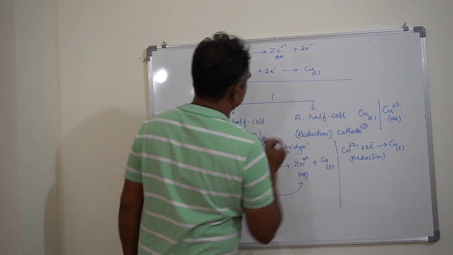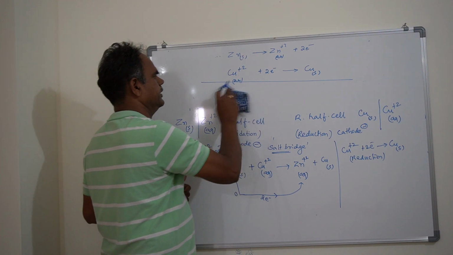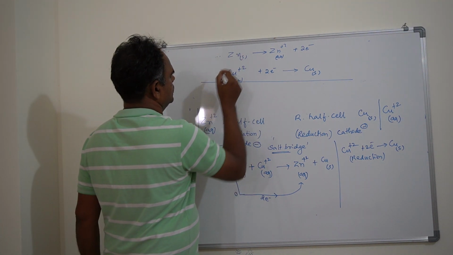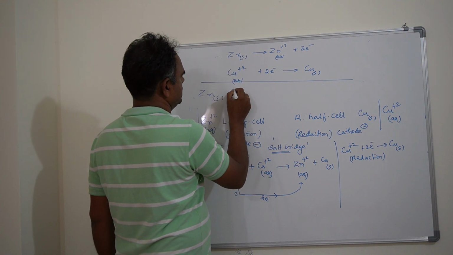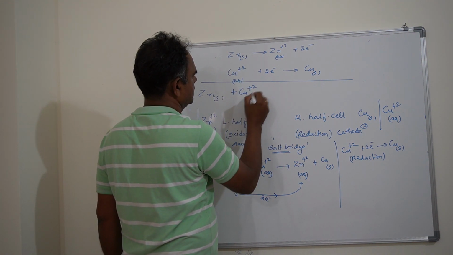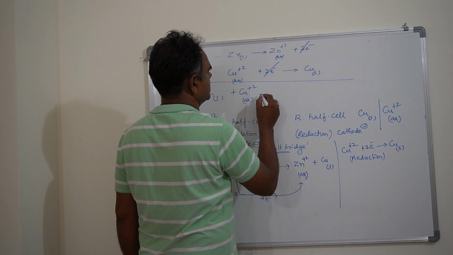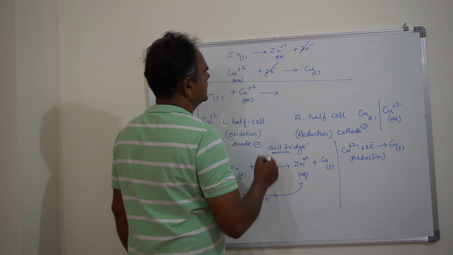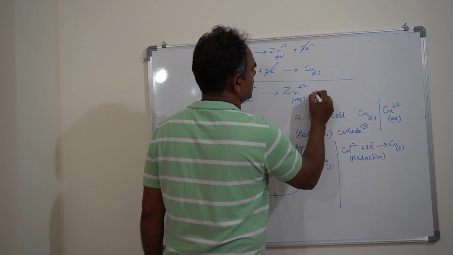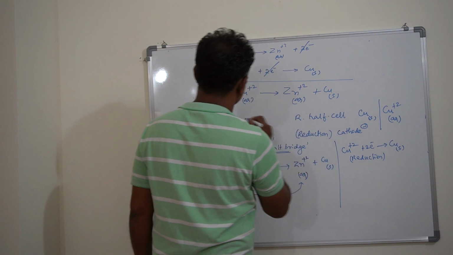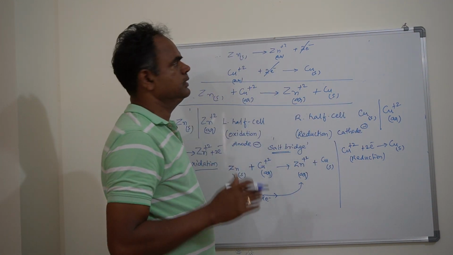So if you combine both reactions, zinc solid placed in copper's aqueous solution ions, the 2 electrons cancel, and you get Zn²⁺ aqueous solution plus copper solid. So we get the complete redox reaction.